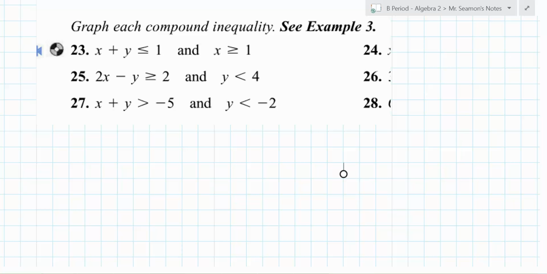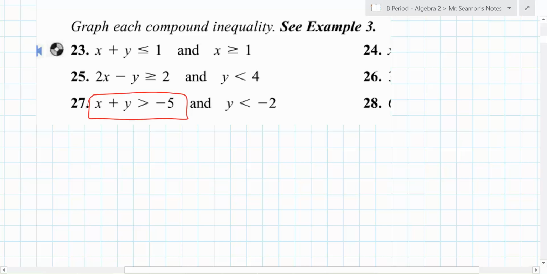We did not specifically go over compound inequalities. Compound inequalities, you're graphing multiple inequalities and finding out where they intersect if it's an "and" statement, or where they union if it's an "or" statement. So there's two things to graph here. So let's look at 27. What's the first thing we need to graph? This. X plus y is greater than what? -5. So we need to graph this.